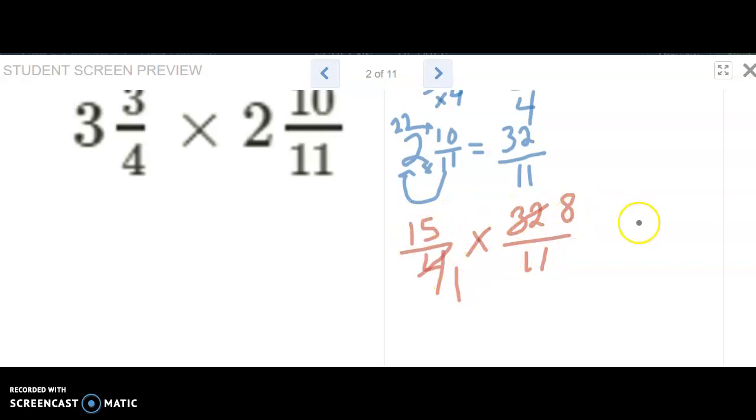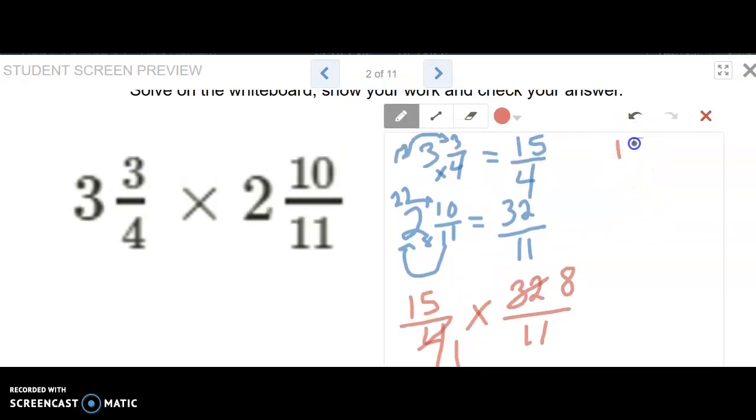So 15 times 8. Now, if you can't do that in your head, and I have trouble doing that in my own head, it's okay to write it out on your paper. Okay, so 8 times 5 is 40. Carry my 4. 8 times 1 is 8, plus 4 is 12, so that gives me 120. So I've got 120 over, it looks like 1 times 11 is 11.